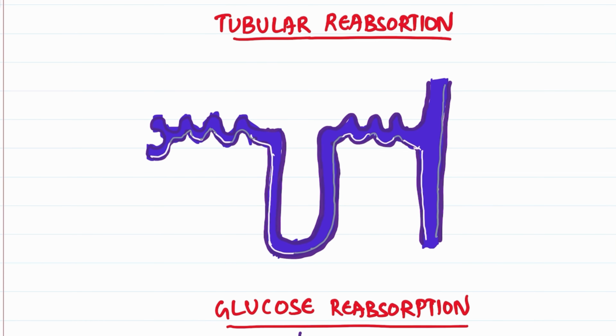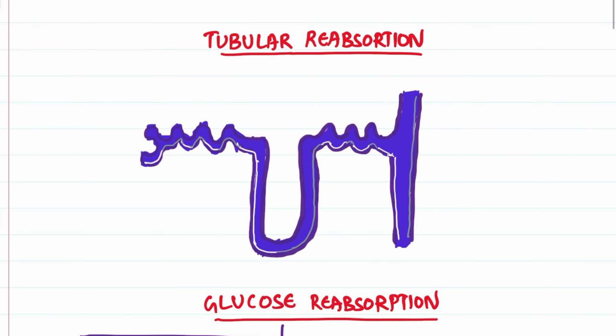One of the most important functions involved in the formation of urine is tubular reabsorption. In this video, we'll be covering the three important compounds which are reabsorbed by our kidneys. That is, firstly the glucose. Then we'll learn about the reabsorption of sodium, and finally about the reabsorption of water.